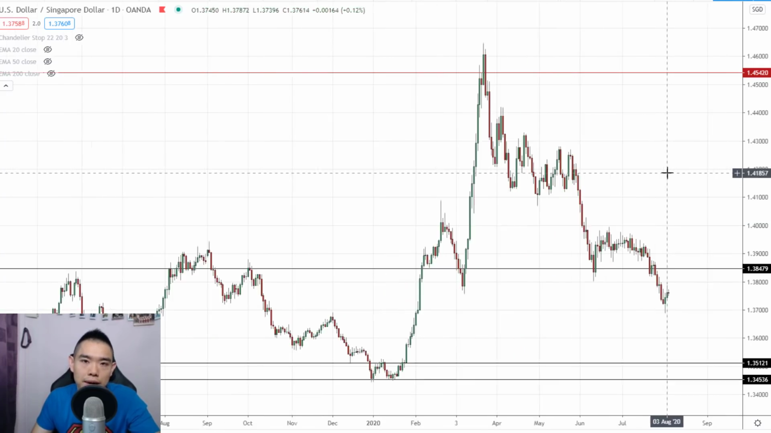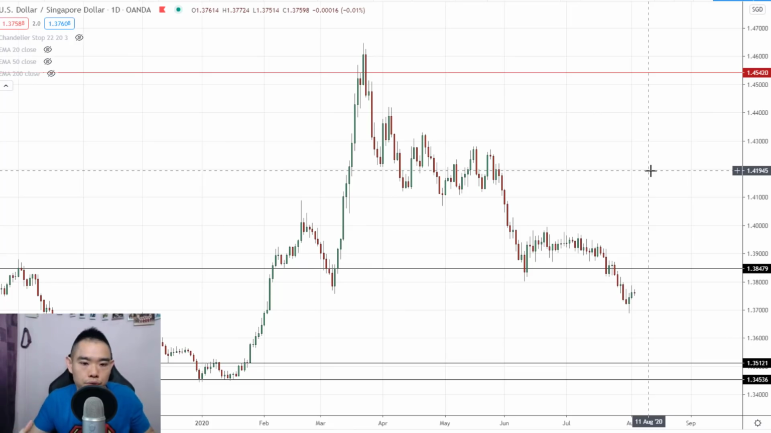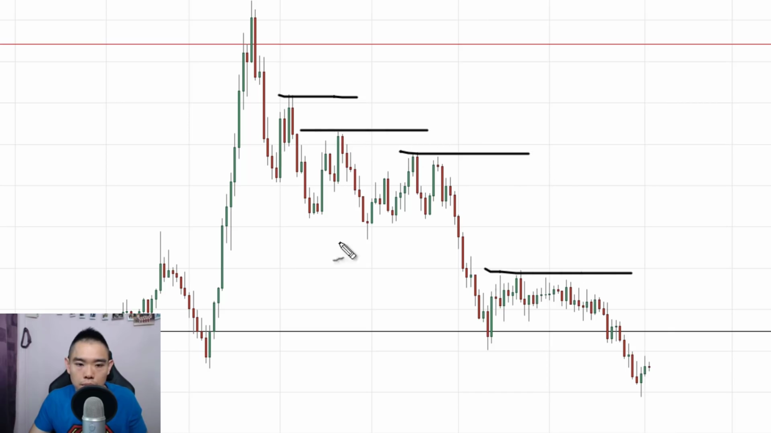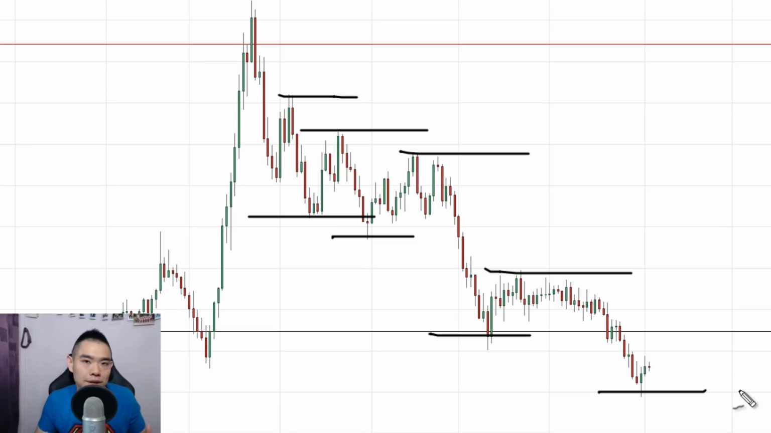So what is my plan? Again, simple. I trade along the path of least resistance. Price has broken below a key area of support. Price is making a series of lower highs and lower lows. Lower highs, lower highs, lower lows, lower lows. So I will be looking to sell. Now the question is, where do you sell?